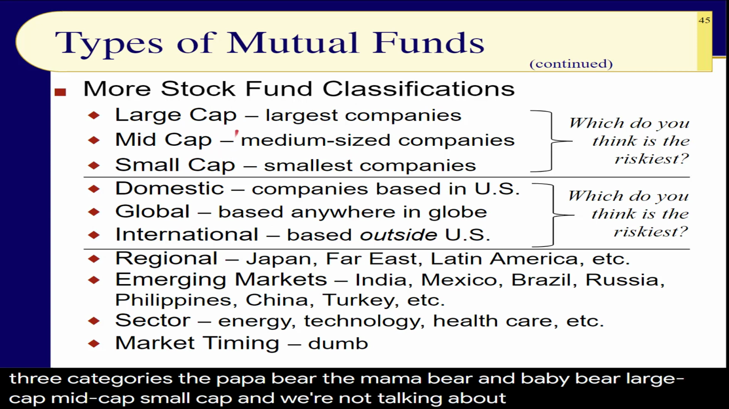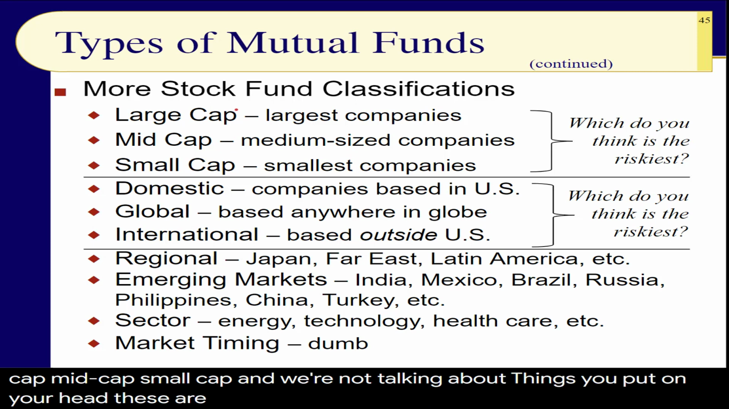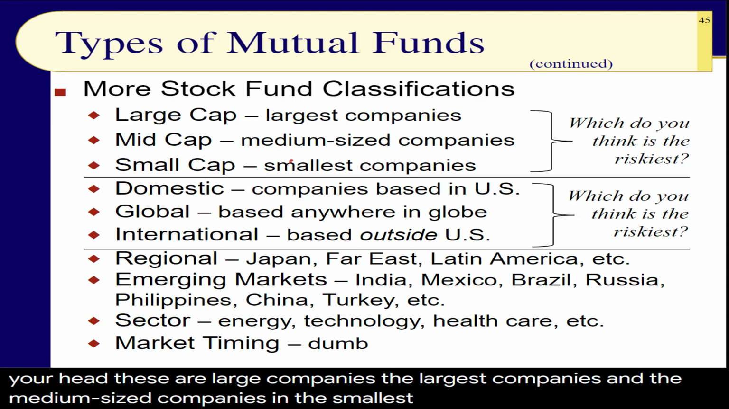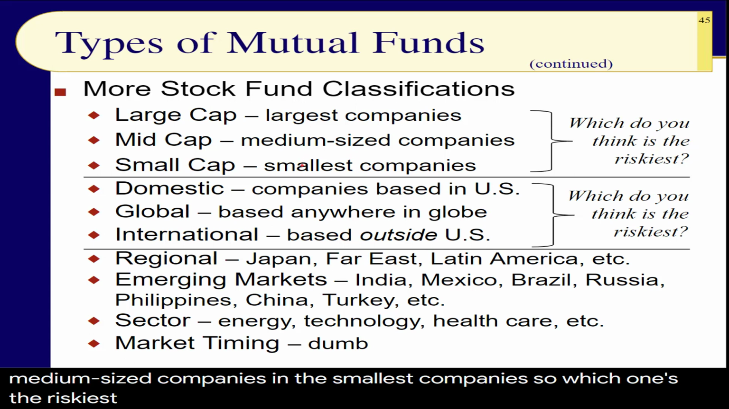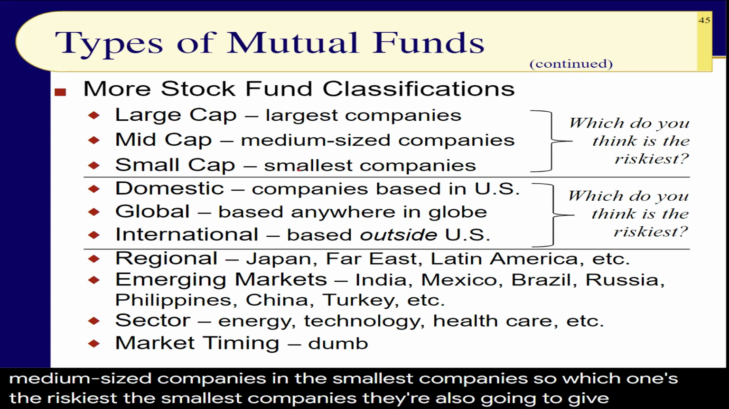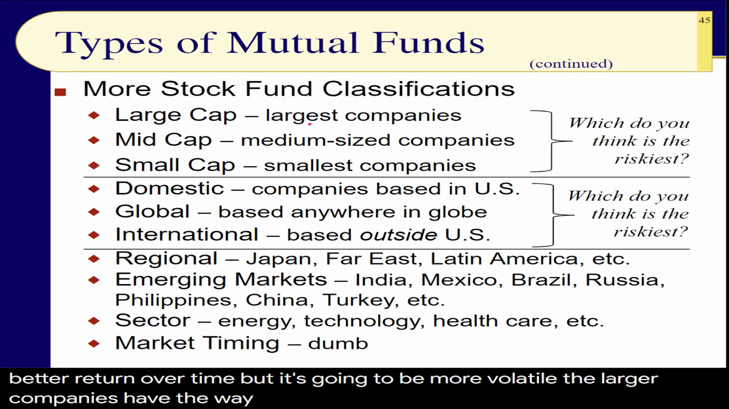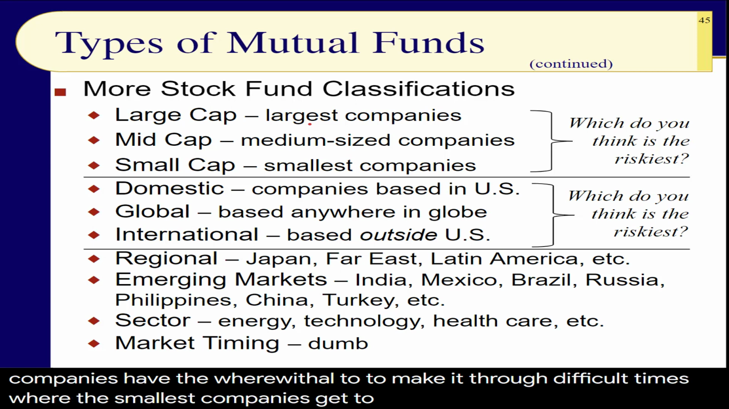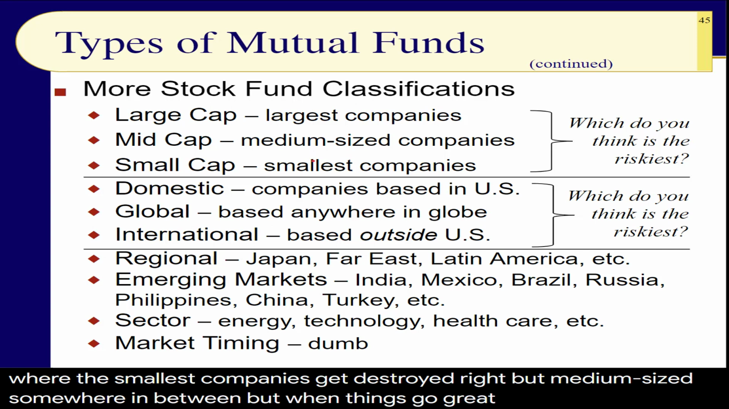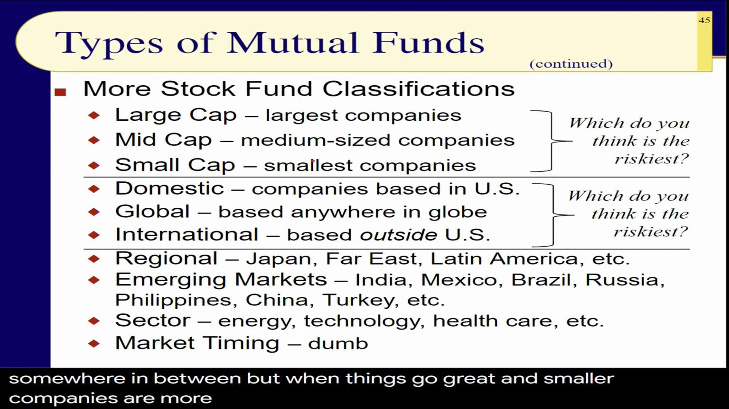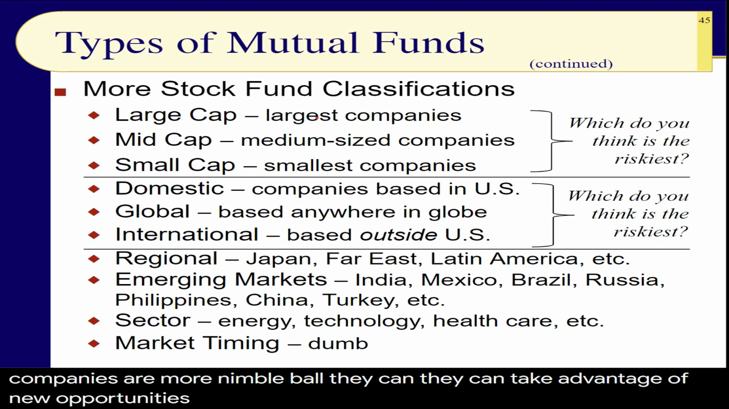And we're not talking about things you put on your head. These are the largest companies, the medium-sized companies, and the smallest companies. So which one's the riskiest? The smallest companies. They're also going to give us a better return over time, but it's going to be more volatile. The larger companies have the wherewithal to make it through difficult times where the smallest companies get destroyed, right? But medium-sized is somewhere in between. But when things go great, smaller companies are more nimble. They can take advantage of new opportunities.